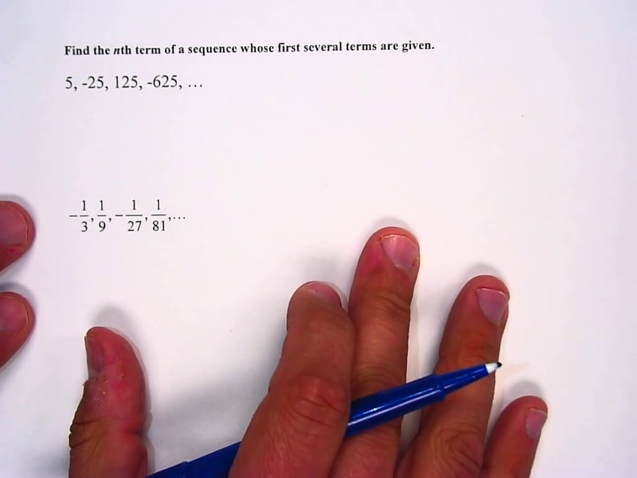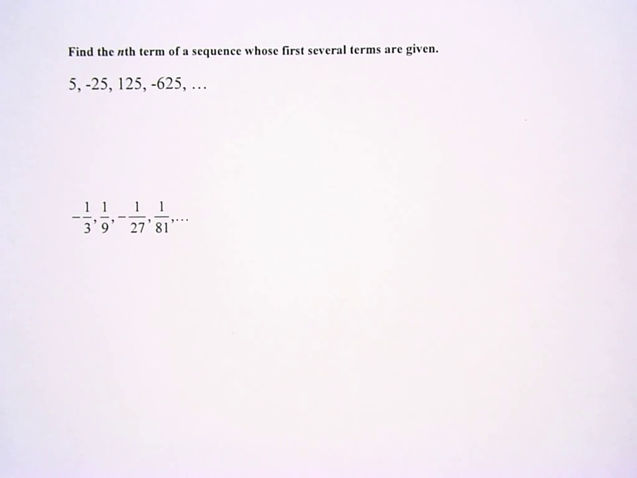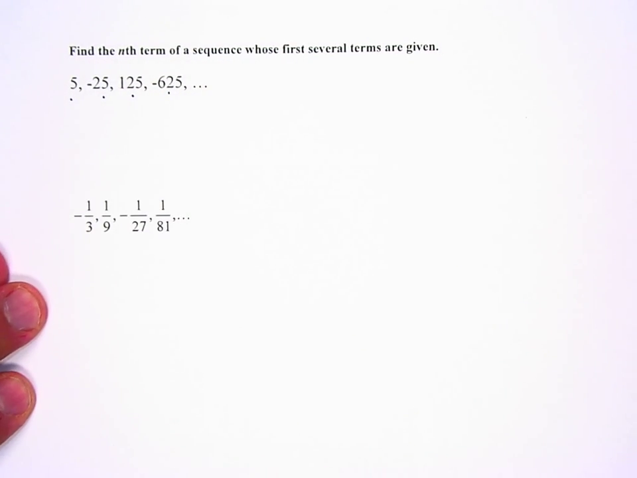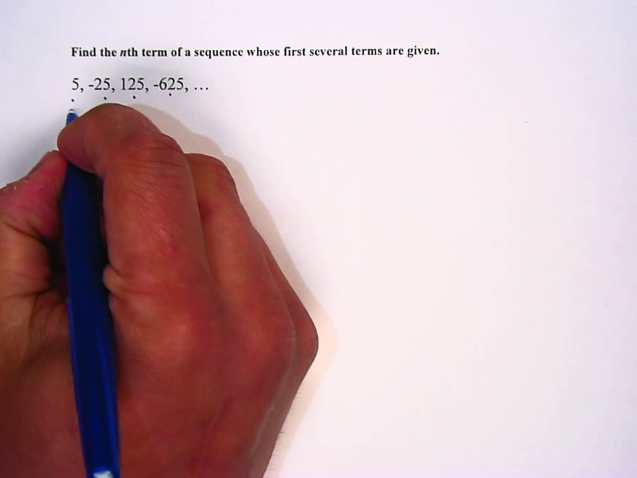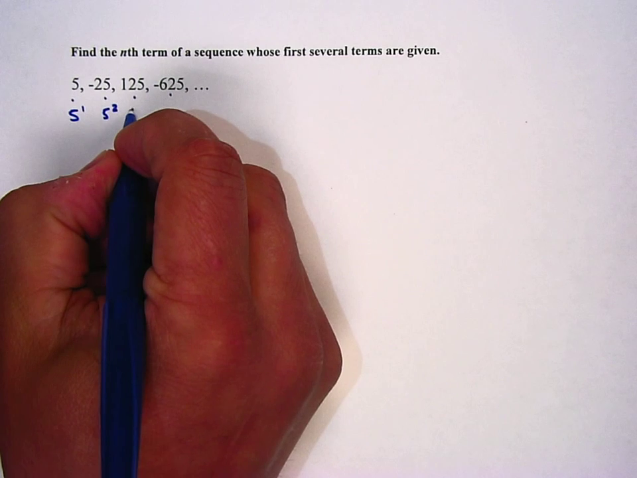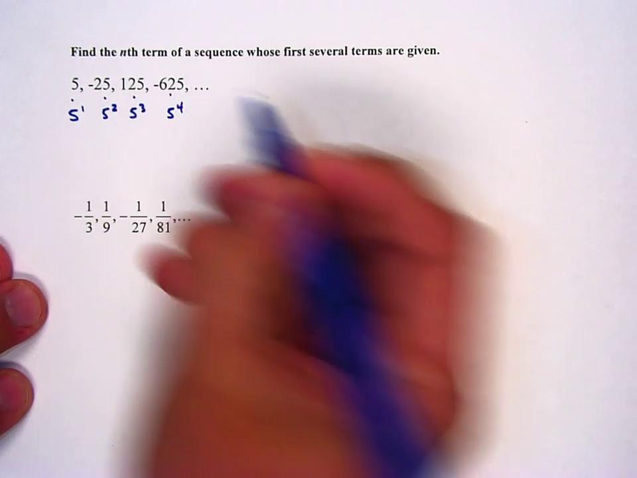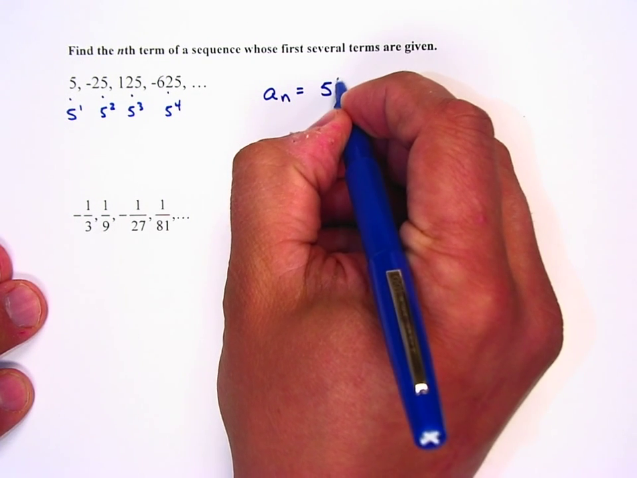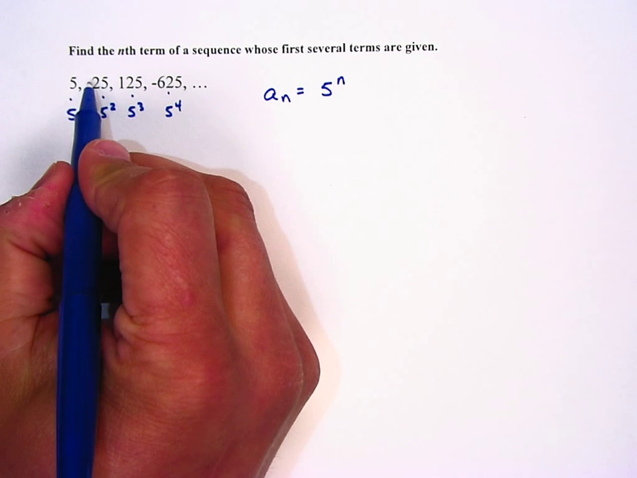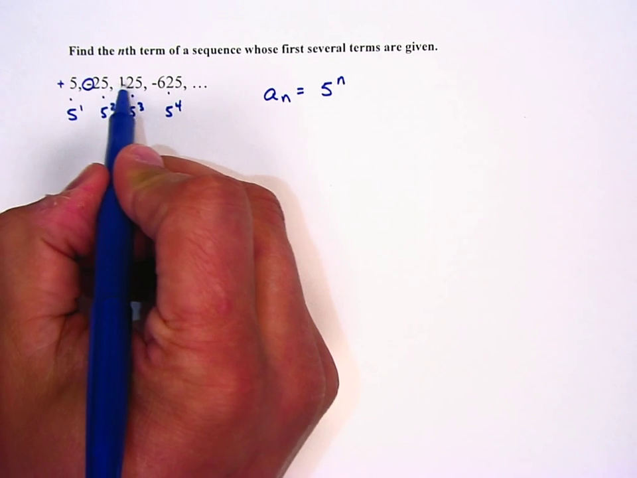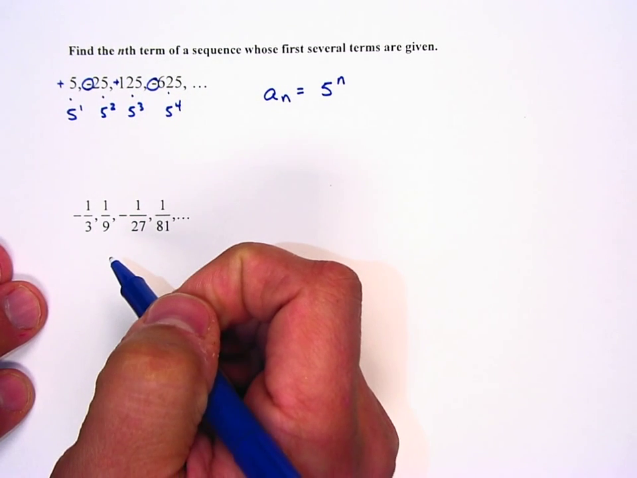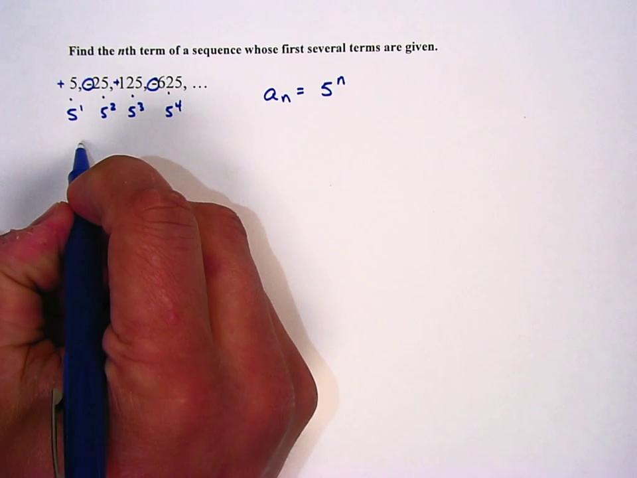All right? The next difficult part is trying to come up with a formula for this stuff. For example, this one here, we have the first term, second term, third term, fourth term. And I'm hoping that you can see that that's 5 to the first, that's 5 to the second, that's 5 to the third, that's 5 to the fourth. And so really you could say that this is a sub n equals 5 to the n. But there's one small problem. This one's positive, negative, positive, negative. So the sign alternates.